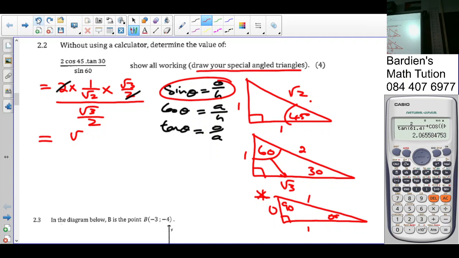It's the same as saying divided, not so? So if I change this to multiplication, I turn it upside down, so multiplied by 2 over root 3. So that cancels. Leaves you with 2 over root 2. Or, if you simplify this using rational denominators, it should be root 2. Okay.